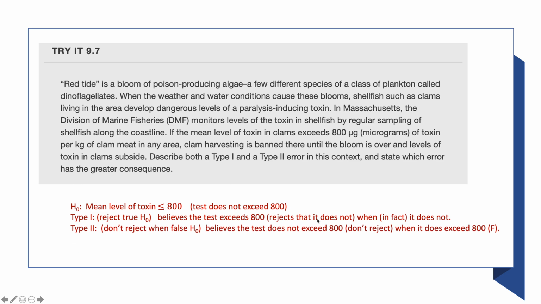The type 2 error is that you don't reject it when it's false. So you believe the test does not exceed 800, you don't reject it, when in fact it does exceed 800. Now, which error is greater? Clearly the type 2 error has greater consequences, since you didn't reject it, those clams can be harvested, sold to the public, and then the toxin can be introduced.